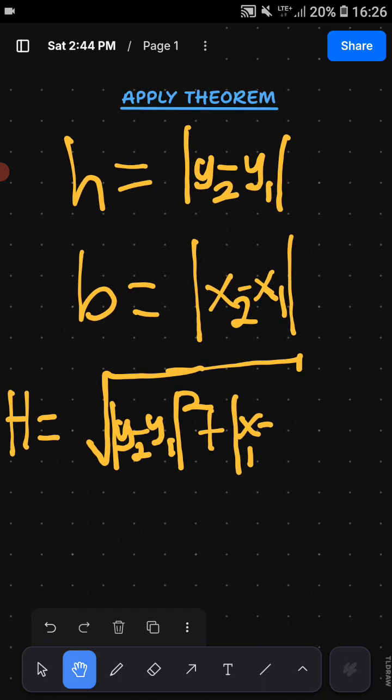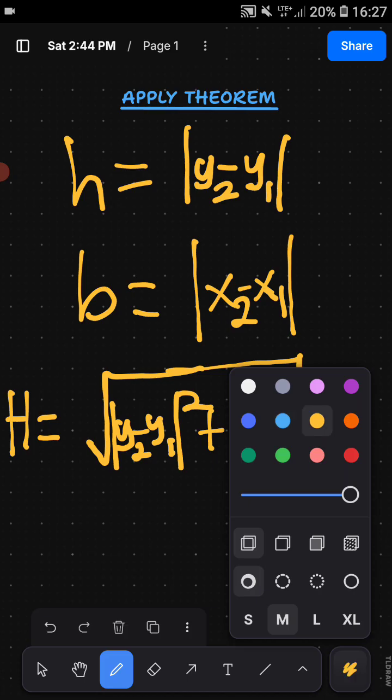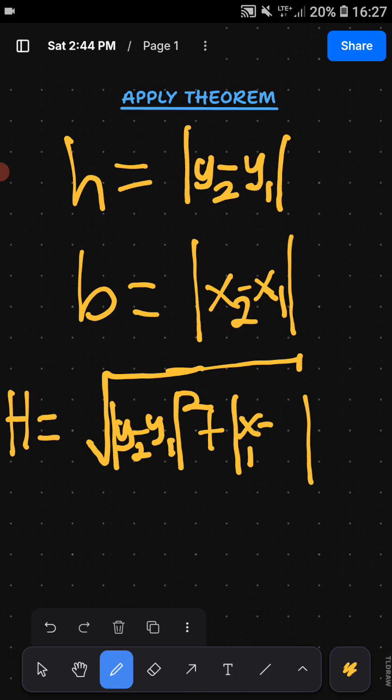Now, let's apply that to our figure. We have that h, the hypotenuse, which is the distance, is the square root of the vertical side squared plus the horizontal side squared. The horizontal side here is x2 minus x1, like that. And that is the distance formula from the Pythagoras theorem.